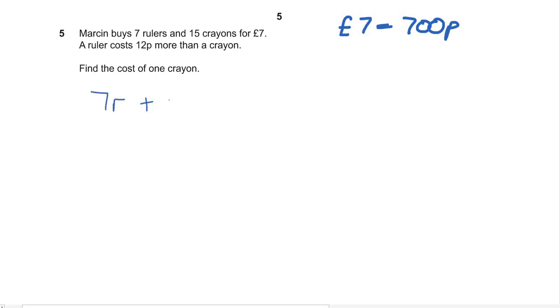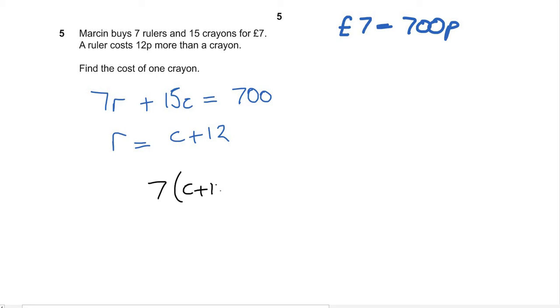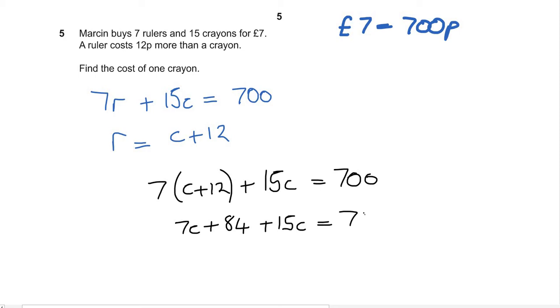So we can say 7r plus 15c equals 700p, and a ruler costs 12p more than a crayon. Well, this just says r equals c plus 12. Now all we have to do is input the second equation into the first. So 7 lots of c plus 12 plus 15c equals 700. Right, expanding this, we get 7c plus 84 plus 15c equals 700. 22c equals 700 minus 84, which you can do on your calculator if you want, equals 616, and then dividing.